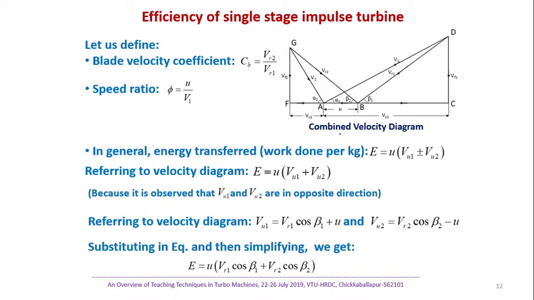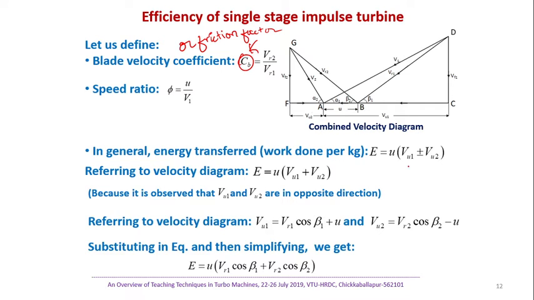Okay, fine. Then coming to efficiency of single stage impulse turbine. The efficiency of a single stage impulse turbine is given by the blade velocity coefficient, first, VR2 by VR1. This is generally represented by K, which we call the friction coefficient. K is given by VR2 by VR1. What is K? Blade velocity coefficient or friction factor. You know this. Speed ratio is given by U by V1.